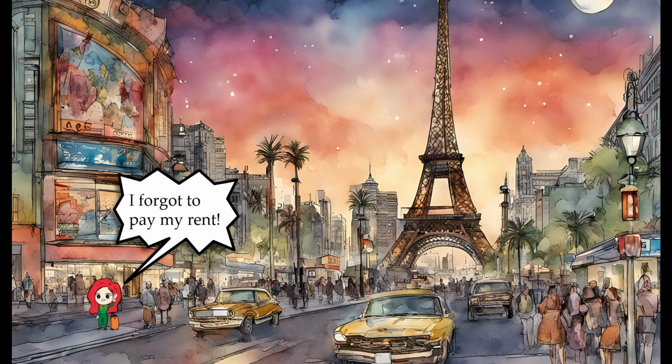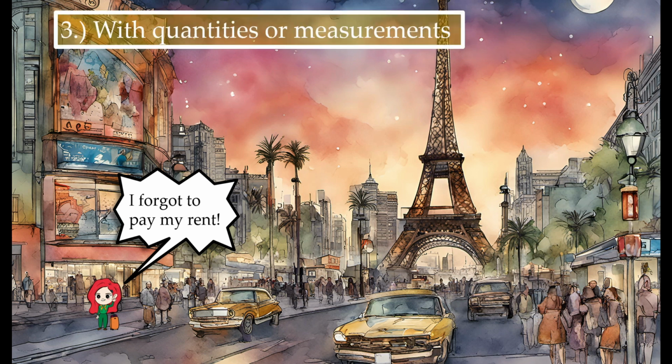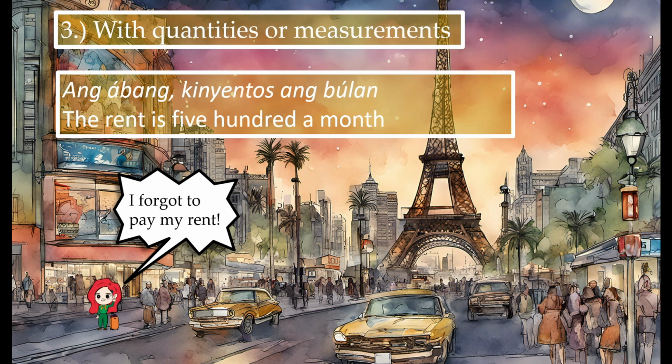All right, there's another function, which is with quantities or measurements. So ang can also be used to indicate quantities, measurements. For example, ang abang, 500 ang bulan. So you can say the rent is 500 per month. So you see, ang abang is rent, 500 is 500, and ang bulan is the moon or the month. So 500 the month, but in this case the ang doesn't really mean it's the topic. It connects the measure words together. So it's 500 a month, basically.